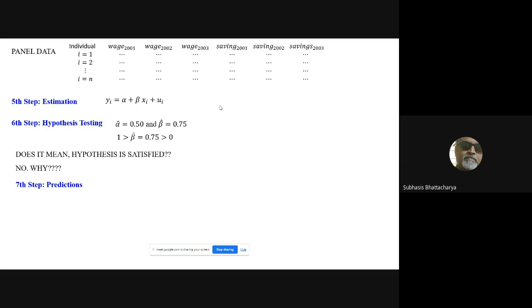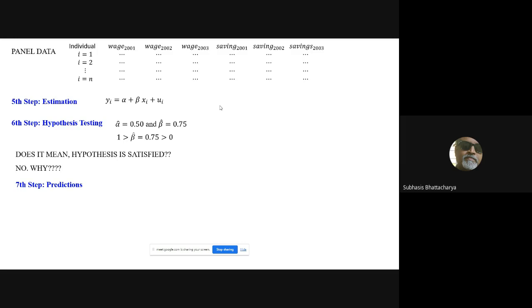Then, after estimation of the sample statistics, we check whether such sample statistics are a true representative of the population parameters. Whether alpha hat and beta hat truly represent alpha and beta. This part is known as hypothesis testing.